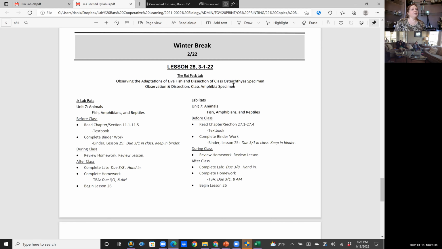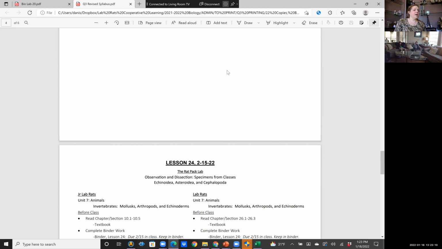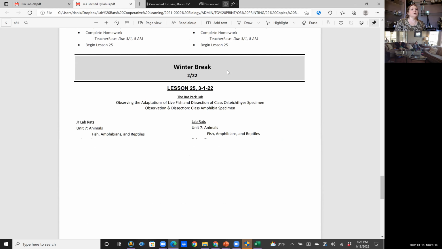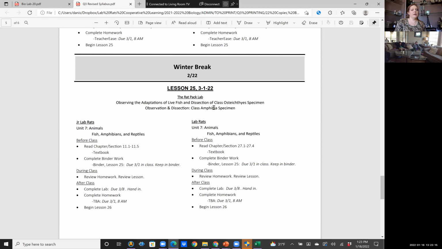Then the following week, now we've moved up. These were all invertebrates so far, right? All non-chordates and invertebrates. We have a little break, right? And then we're going to move on to osteichthyes, which is fish, and amphibians. And this is in one day.